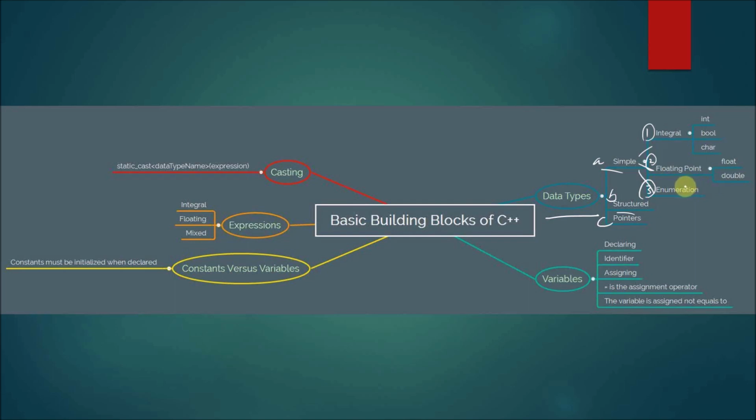Integral data types are things, or data types are things without decimals. Okay? Without decimals. Floating point data types store data with decimals. The difference between float and double are float data types have precision up to about 6 to 7 significant digits versus a double having up to 15 significant digits. I mean 15 decimal places, in other words.